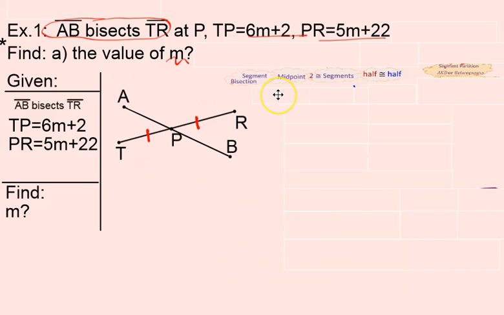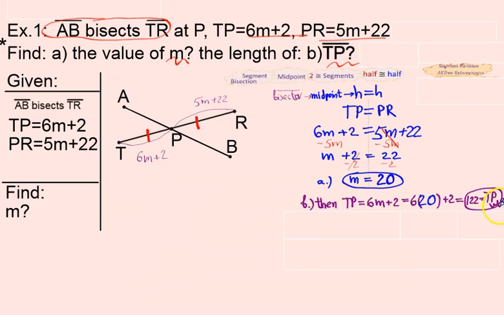So I'm going to start my reasoning with stating it in writing. Segment bisector implies there is a midpoint. Where there is a midpoint, there would be equal halves, units.